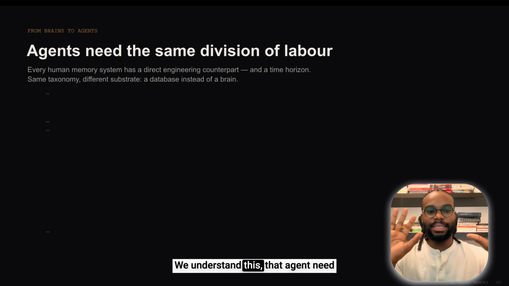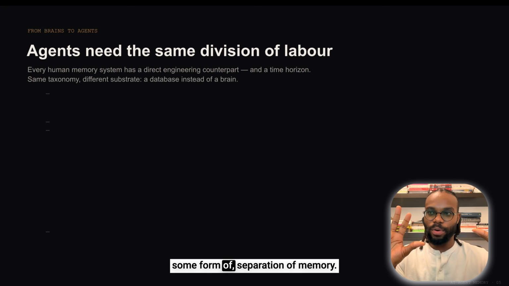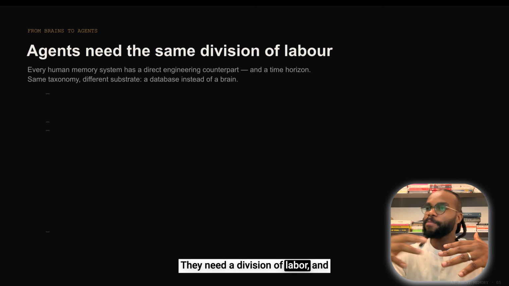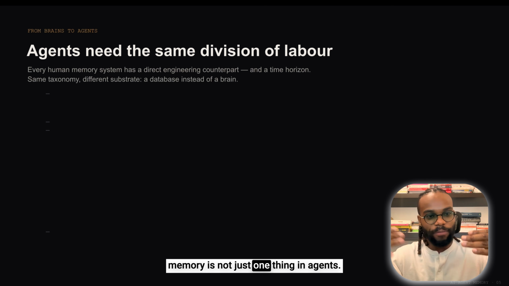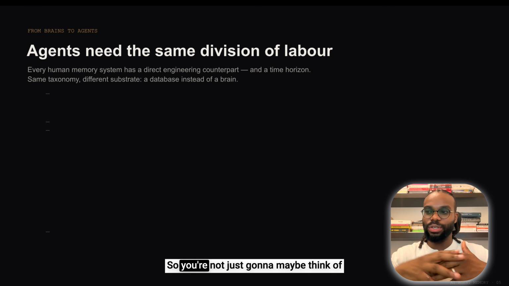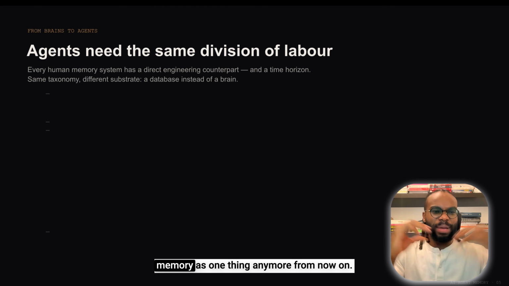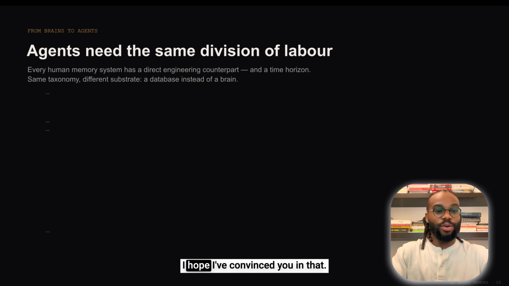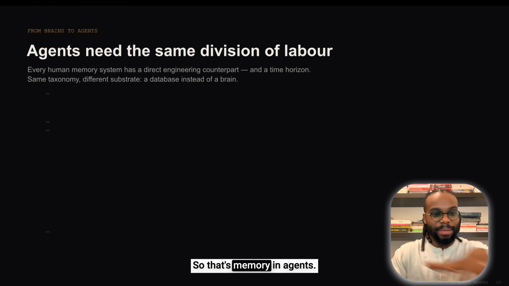We understand this, that agents need some form of separation of memory. They need a division of labor. And memory is not just one thing in agents. So you're not just going to think of memory as one thing anymore from now on. I hope I've convinced you of that. So that's memory in agents.